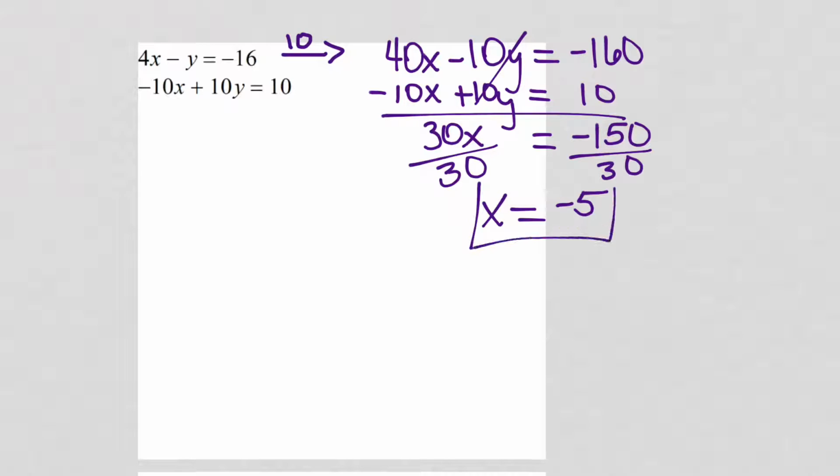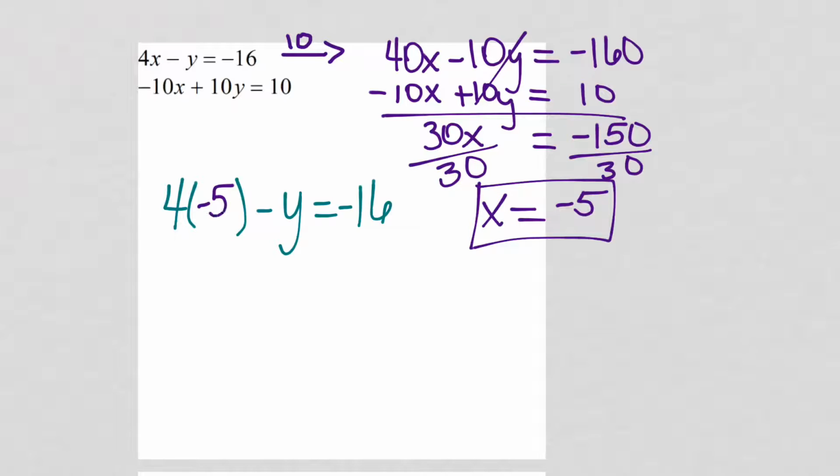I now take this and plug it into either the top equation or the bottom one. Doesn't matter which one you choose. So I'm going to pick the top one. I'm plugging in that negative 5 there. So 4 times negative 5 is negative 20 minus y equals negative 16. Circle what I'm solving for, drop my line, add the 20 to both sides.